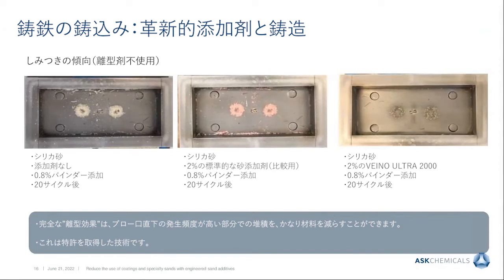As you see here, we have a toolbox and we did 20 shots without any cleaning. On the left picture, you see the sand mixture with no additive. In the middle, you see a sand mixture with 2% standard additive of the previous process from competition. And on the right side, you see the toolbox with 2% Veno Ultra 2000, and you see almost no residue after these 20 cycles without any cleaning.